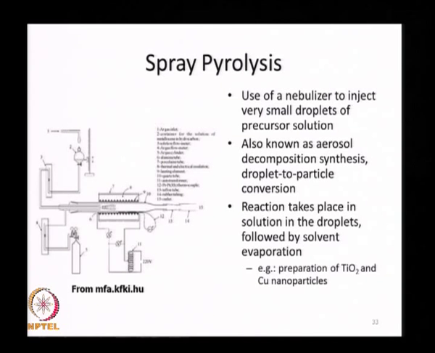These very fine sprays or droplets are again highly reactive because of their small sizes. So, they react and then you evaporate the solvent that you have used to make these fine droplets, and you get the compound that you are looking for. Titanium oxide and copper nanoparticles are examples of materials that are conventionally manufactured using this spray pyrolysis technique.